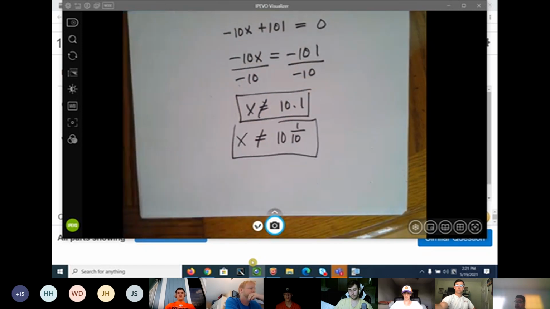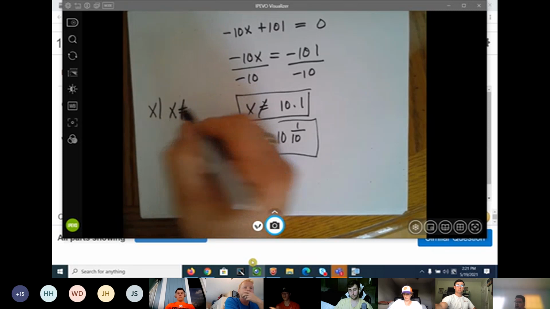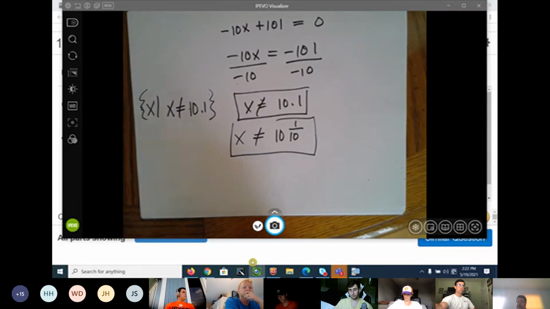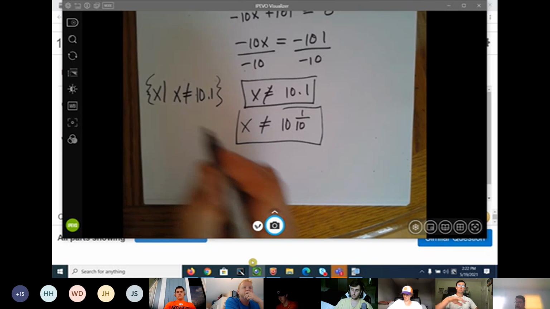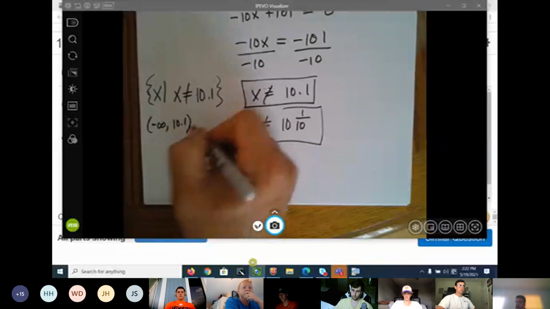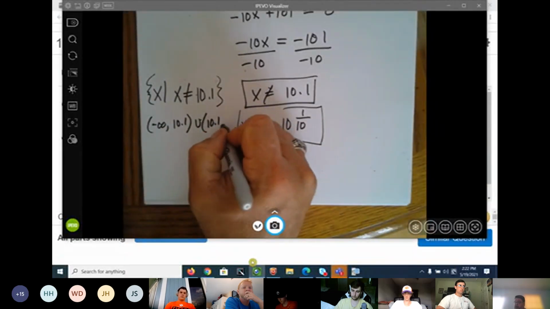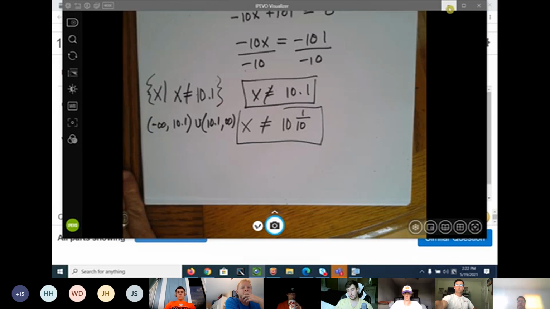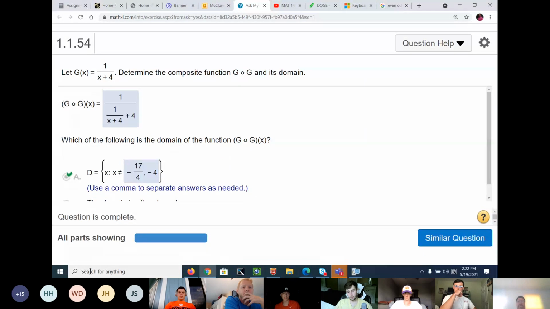So the domain is x such that x cannot equal 10.1, or 10 and 1/10. You could also write that in interval notation: from negative infinity to 10.1, union 10.1 to infinity. That's the domain. Now, I don't know how you're going to get the range unless you plug in numbers, because you can get any number for the range. So there'd be all real numbers for the range, probably. Let's look and see what they want. Oh, we didn't do that one. I'm sorry. Well, that would be the domain. I don't think they want the range.